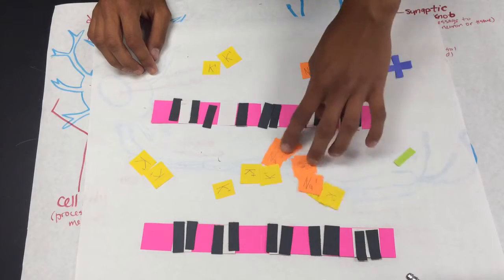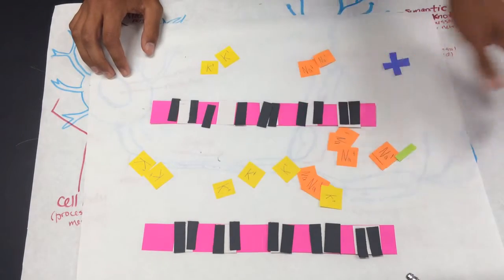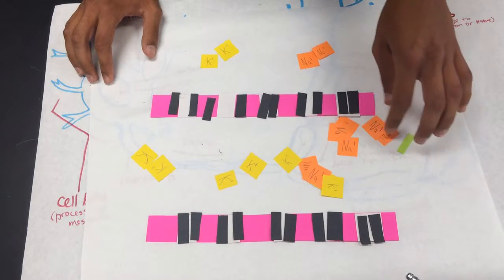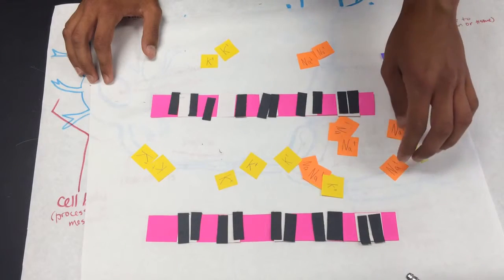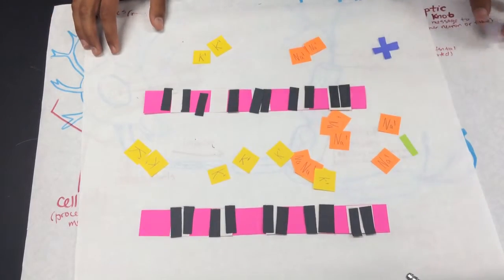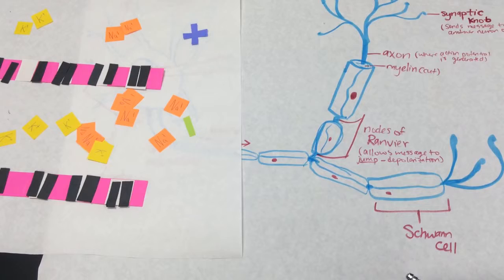So that's how the action potential is going to move down the axon and eventually come out to the synaptic knob, where the signal goes to another neuron, or neurotransmitters are released.